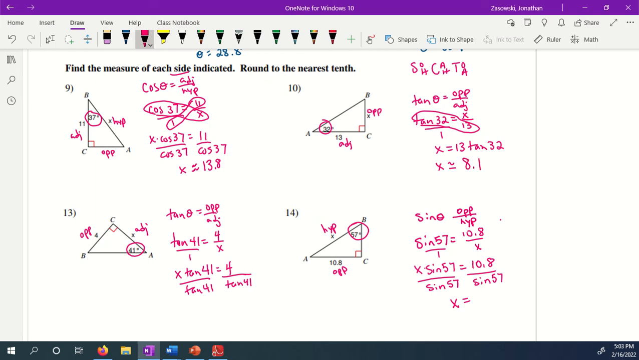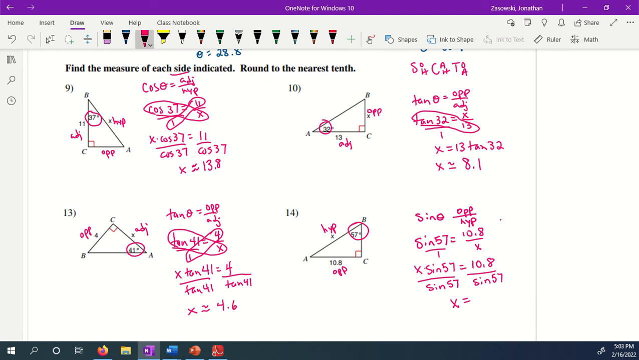All right, for number 13, once again, we're using opposite and adjacent here, not the hypotenuse, so tangent should be the correct choice. So tangent of the angle, 41, equals opposite 4 over the adjacent x. Cross multiply again, so we're going to do x times the tangent of 41, and then 4 times 1 here, so 4 equals x tangent of 41. Divide by the tangent of 41, and we should get 4.6014, so that rounds to 4.6 here to the nearest tenth.